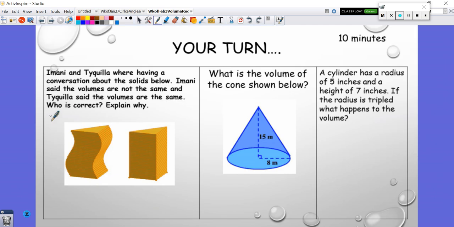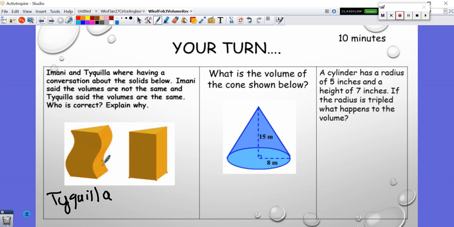Okay, so it says Imani and Takwila were having a conversation about the solids below. Imani said the volumes are not the same. Takwila says the volumes are the same. Who is correct? So in this case, Takwila is correct. And she's correct because the bases are the same. They both have triangular bases at the bottom, and they're the same height. It doesn't matter what's going on with the shape.